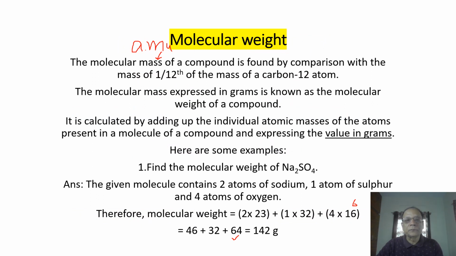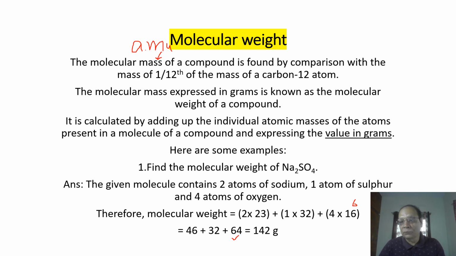Molecular weight, the next topic which we must know very clearly because it will be used for stoichiometric problems. The molecular mass of a compound is found by comparison with the mass of 1/12 of the mass of carbon-12 isotope of carbon atom. The molecular mass expressed in grams is known as molecular weight of a compound. It is calculated by adding up the individual atomic masses of the atoms present in the molecule of a compound and expressing the value in grams.